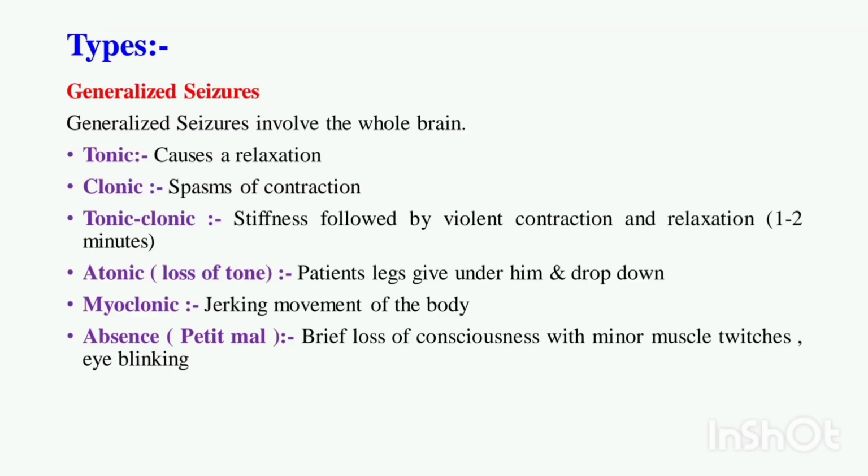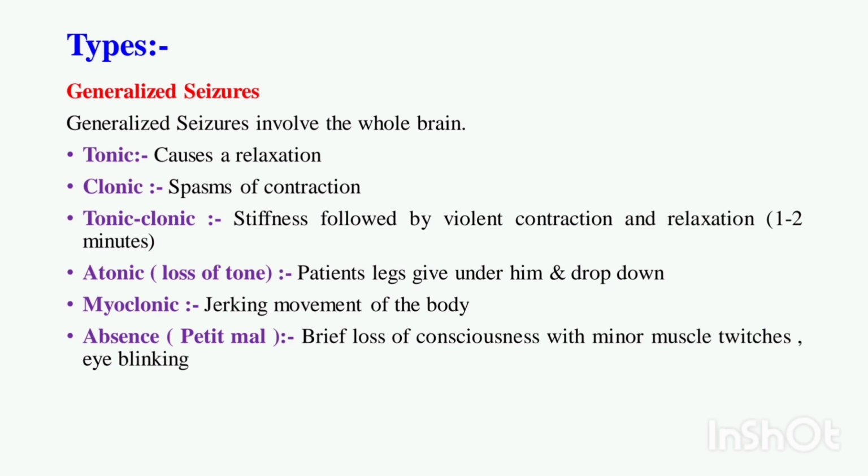Generalized seizure. Generalized seizure involves the whole brain. It is subdivided into tonic seizure, which causes muscle relaxation, clonic seizure, which causes muscle contraction, then tonic-clonic seizure, stiffness followed by violent contraction and relaxation. It occurs for 1 to 2 minutes.